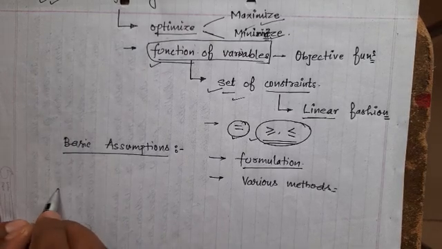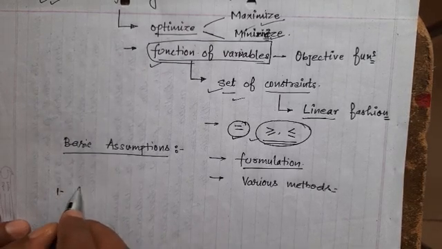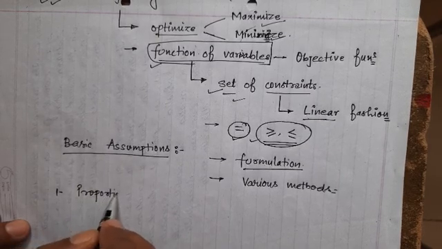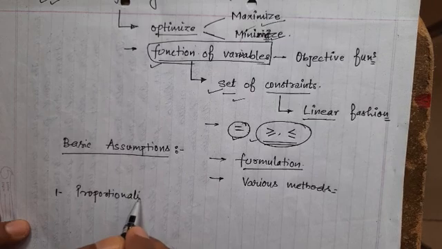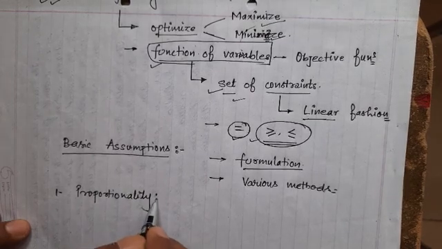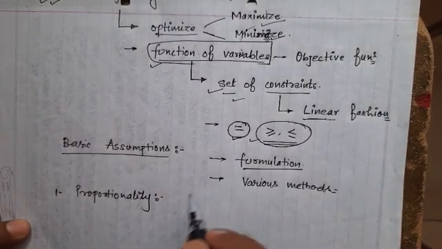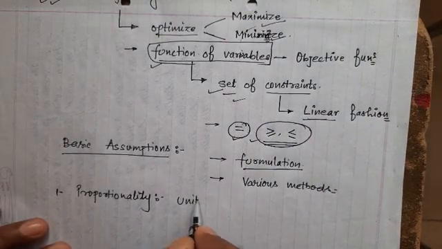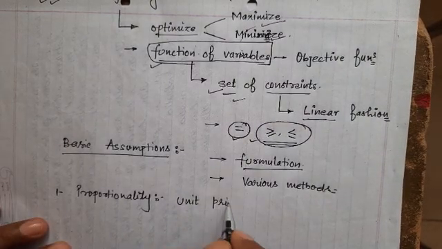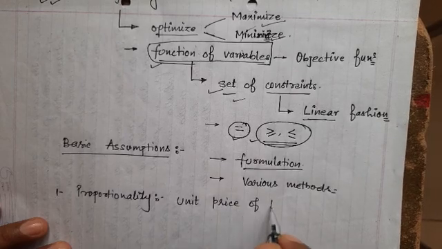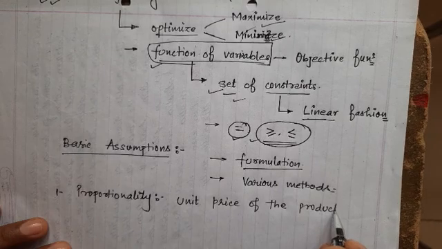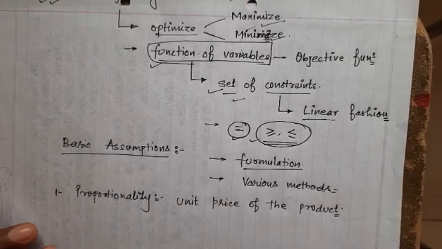So the first assumption is proportionality. Proportionality means when we formulate a problem, the unit price of the product does not change. It will remain the same. So what does it mean?